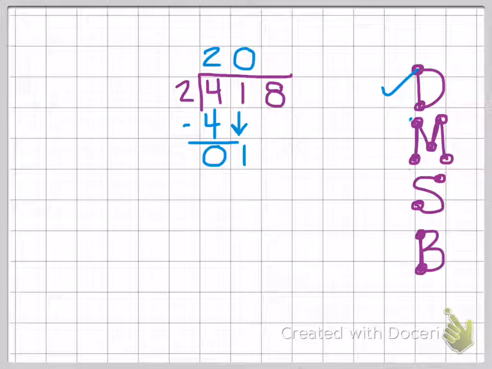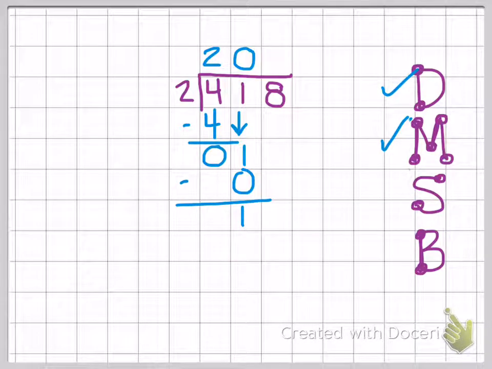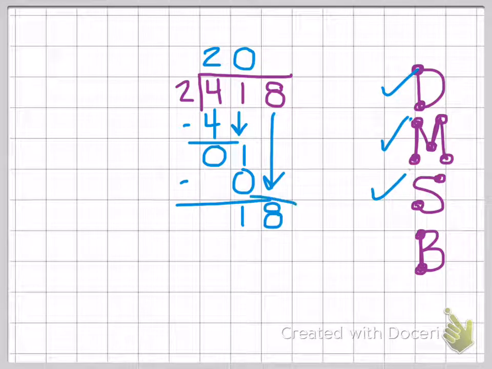Now I move to multiplication. 0 times 2 is 0. Now I move to subtract. 1 minus 0 is 1. And then I move to the last step, and I bring the next digit down. So now I'm left with 18. It's time to start the process over again.